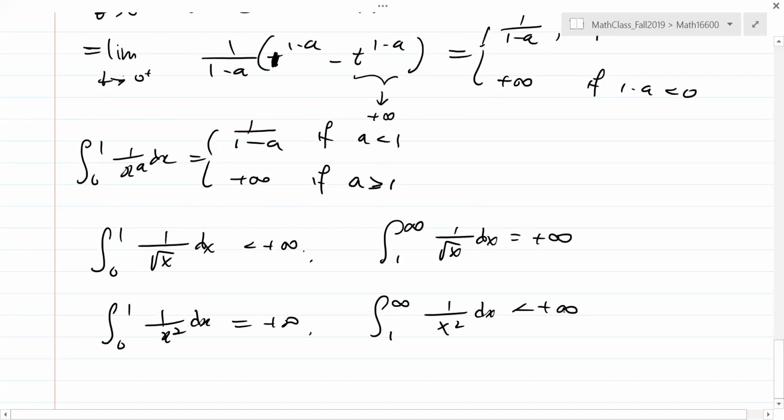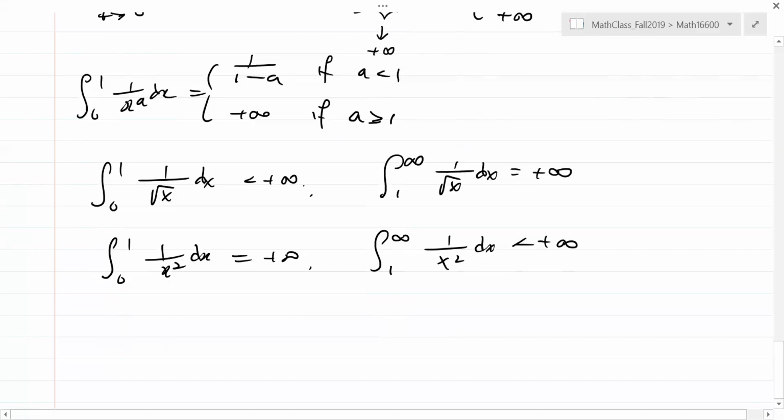The integral of 1 over x squared from one to infinity is finite, because x squared grows very fast, which makes the fraction decay quickly. But over the interval from zero to one, as x approaches zero, x squared approaches zero very fast, so 1 over x squared increases very fast. That's the reason you cannot have a finite area under the curve.